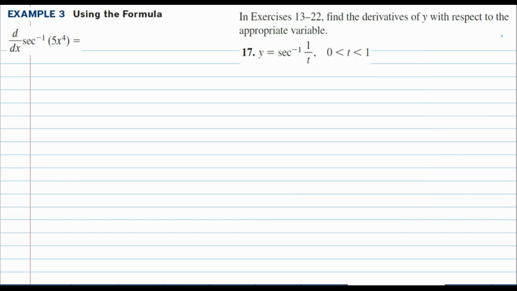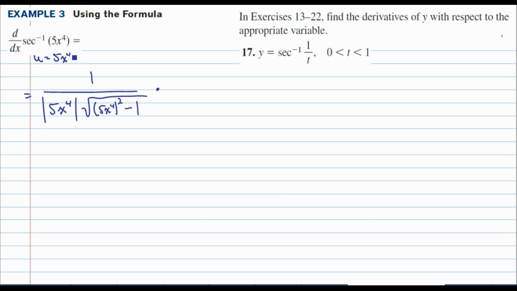So at this point I'm going to assume you have it memorized. And it's asking us to find the derivative of the inverse secant of 5x to the fourth. So in this case our u is 5x to the fourth. So the derivative of that will be 1 over the absolute value of u, so the absolute value of 5x to the fourth, and then times the square root of u squared, so 5x to the fourth squared minus 1, times the derivative of u.